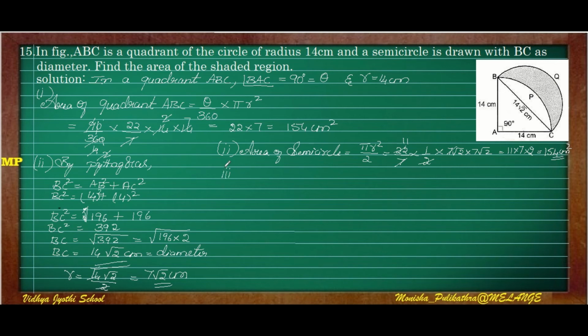Now we need to find out the area of triangle ABC. Since it is 90 degree, we can write it as half into base into height. So here base, which we can consider as AC, and height as AB. So half into 14 into 14. 2 7s are 14, so 14 7s are 98 centimeter square. So finally we have to find out the area of the shaded region.